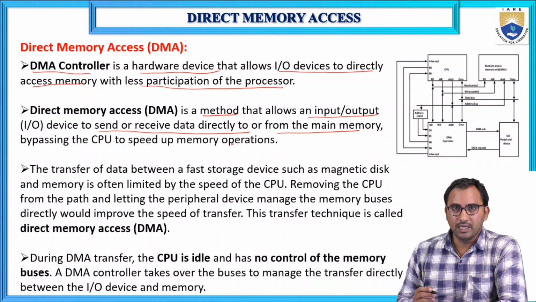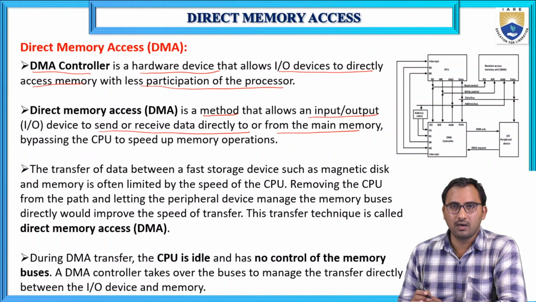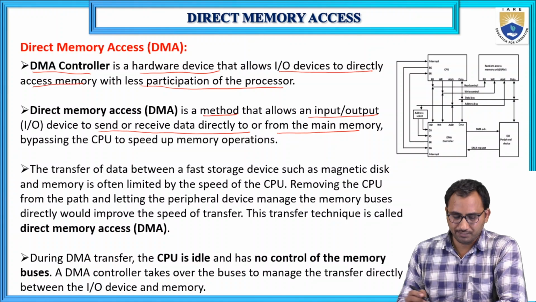Basically, data transfer through the CPU is a somewhat slower process. So in direct memory access, we are bypassing the CPU. That means we are removing the CPU from the path of the data transfer from the I/O device to the memory. This is the fastest way of transferring data from an I/O device to the memory.